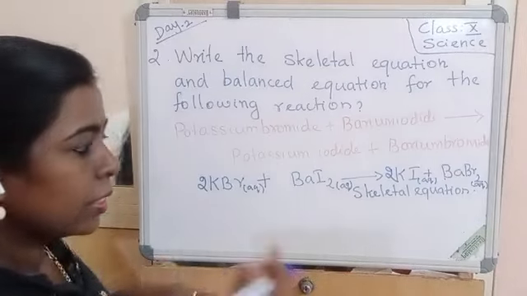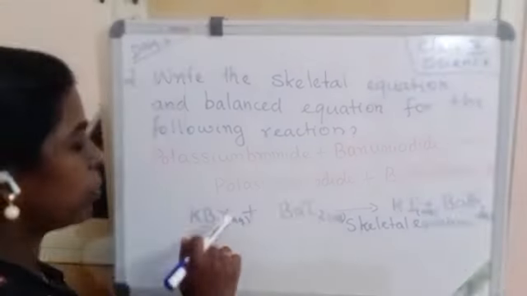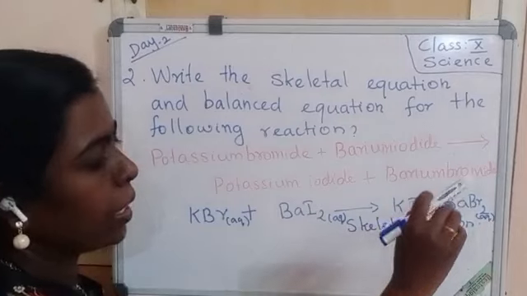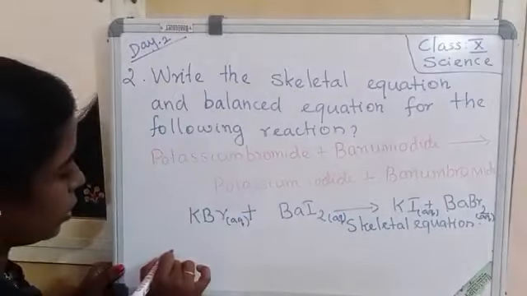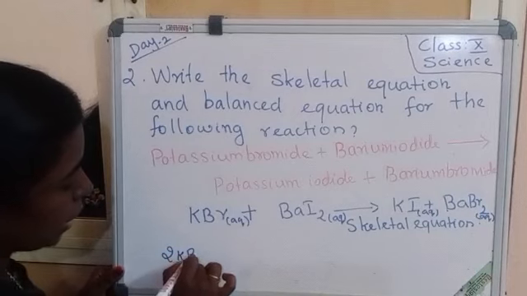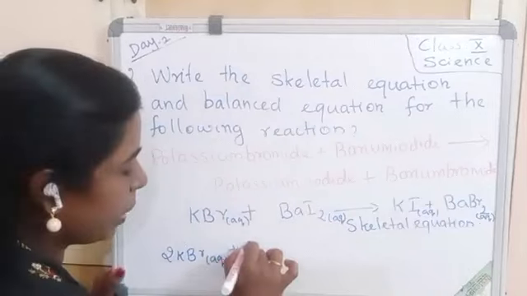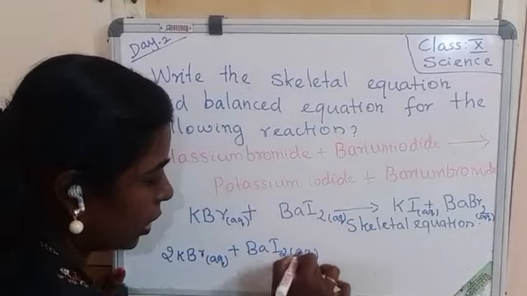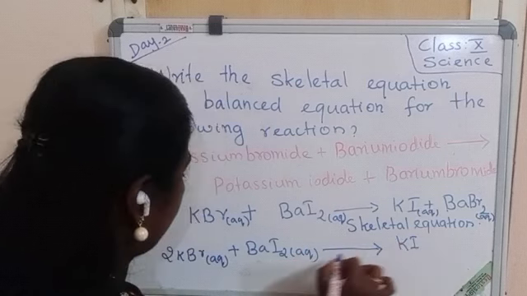So we write it separately. For this question, the skeletal equation is KBr plus BaI2 gives KI plus BaBr2. Next we write the balanced equation. So 2 KBr in aqueous condition reacts with barium iodide, BaI2, also in aqueous condition, to form potassium iodide.